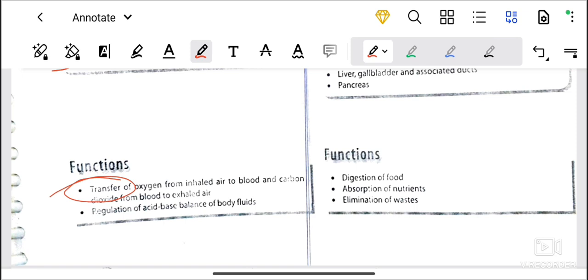Regulation of acid-base balance of body fluids. Here the urinary system also regulates the acid-base balance of the body fluids, that is, extracellular fluid and intracellular fluid.